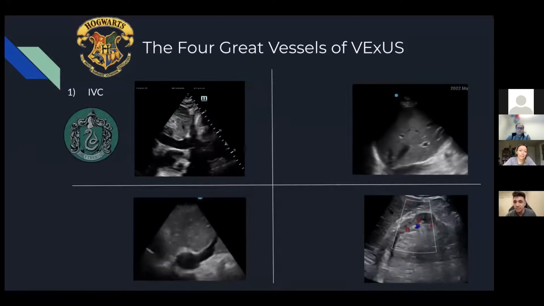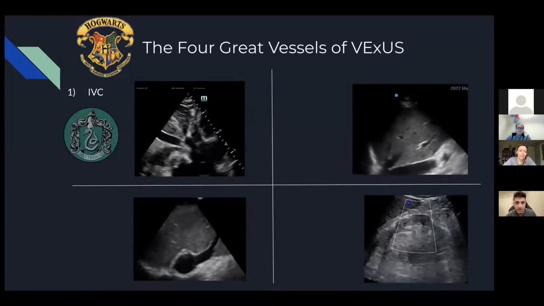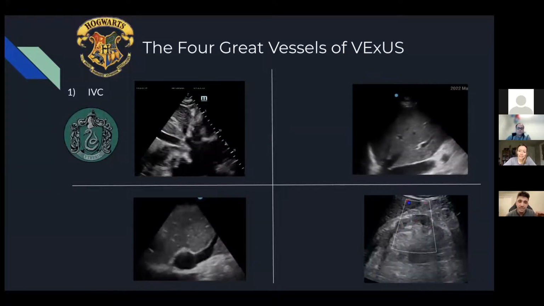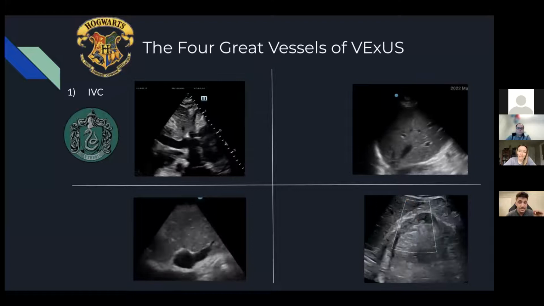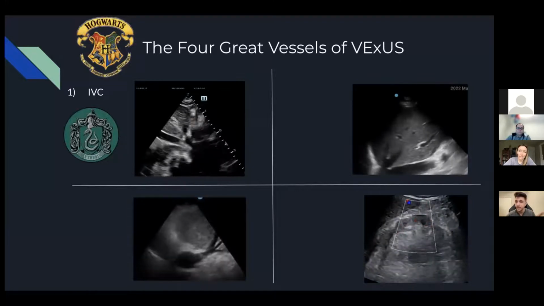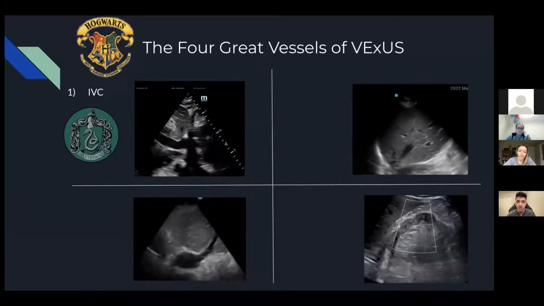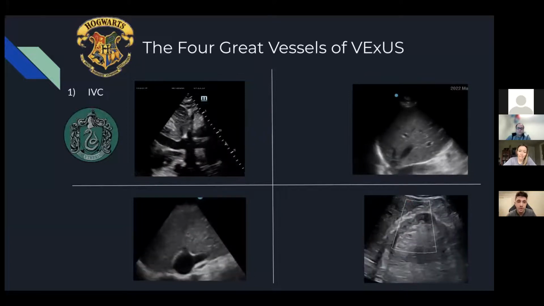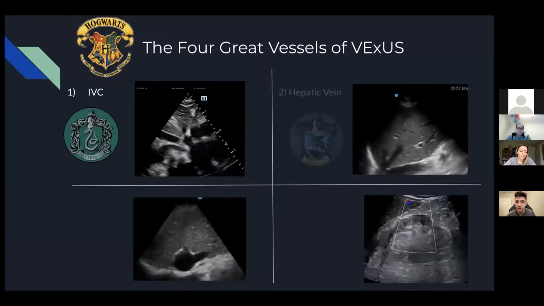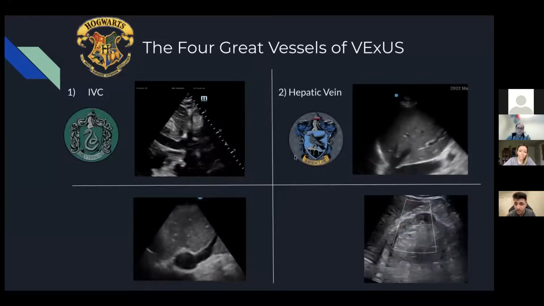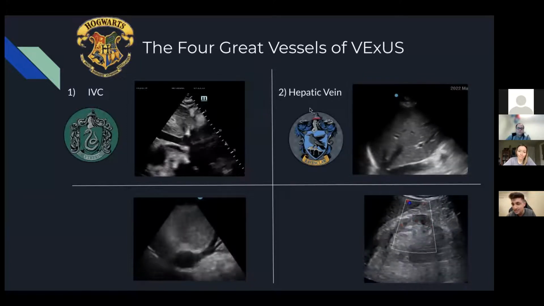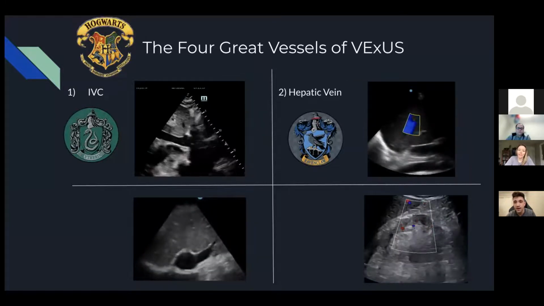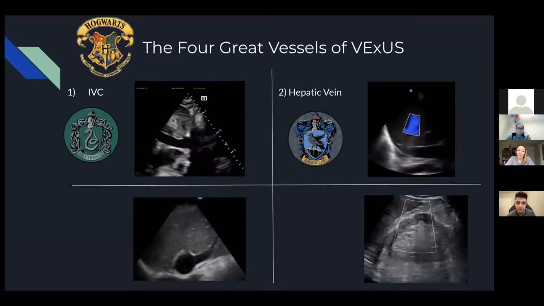It really is a great big dirty snake after all. And it's very sneaky, right? You want to be very careful about measuring the IVC, ideally with a nice short axis view, but also in the long axis. There's a lot of pitfalls here that I won't get into, but a couple of things to note there. The next house is Ravenclaw house, and I think the hepatic vein has to go there. Why, you may ask? Well, when you put Doppler on, you get a nice blue waveform there.